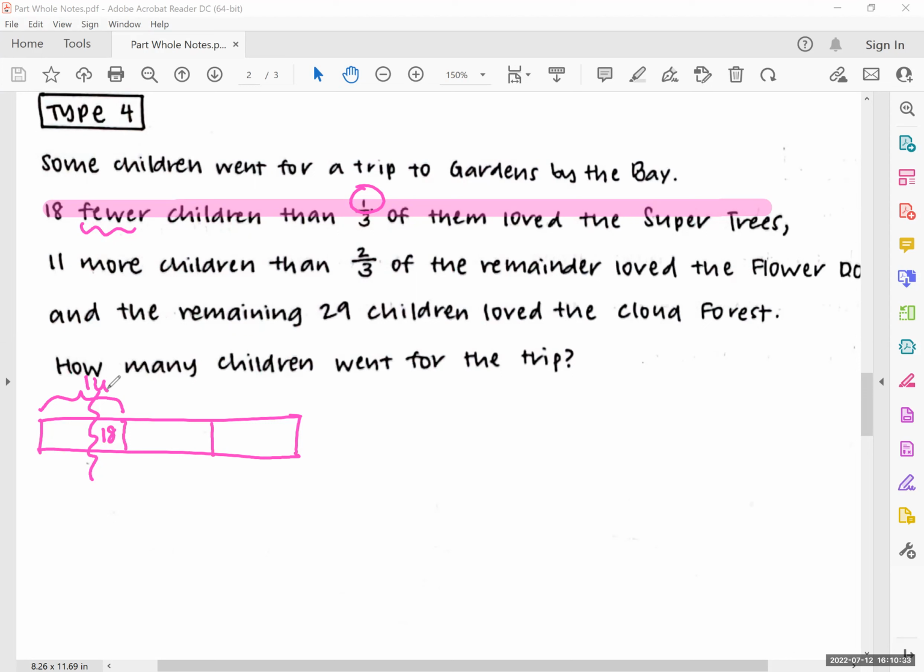Okay, so right now this is for super trees, but super trees is not 1 full unit. For super trees, it's only 18 lesser than 1 unit. This is my super tree.